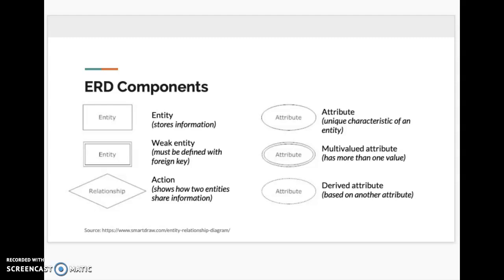Moving to the right column, we have attributes. Attributes are unique characteristics of an entity and are denoted by these ellipses. A simple attribute has a simple outline, but attributes can also have multiple values. These kinds of attributes have a double outline. And lastly, a derived attribute drawn with a dashed single outline is based on another attribute. Going off of one of SmartDraw's examples, a derived attribute could be an employee's monthly salary derived from their annual salary. Next slide.